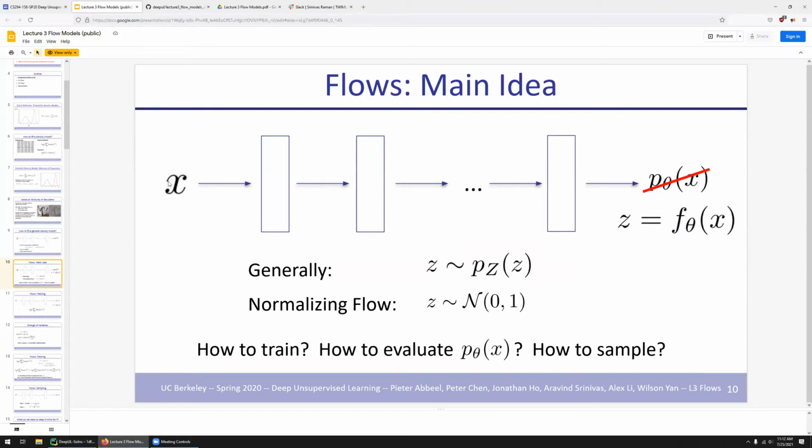So here the diagram says we go through X and then goes through all of these, and then you get Z out. But here, I guess the notation is right. So here Z is actually F theta of X. So this would be the mixture of Gaussians.